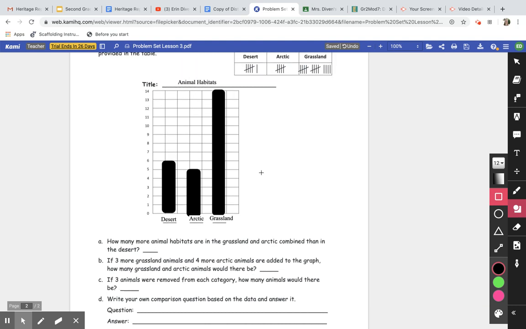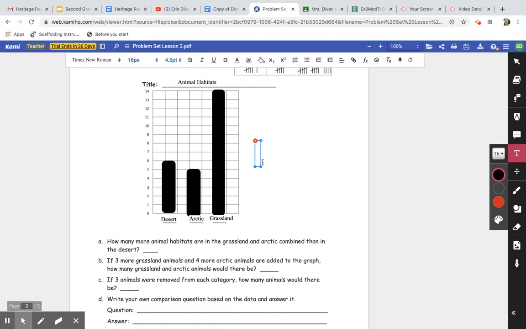So now number 1, or letter A, says how many more animal habitats are the grassland and Arctic combined in the desert? So if we were looking at the Arctic and the grassland, we're going to add these two together. So this is going to be 14 plus 5. And we know that 15 plus 5 would give us 20, so 1 less would be 19.